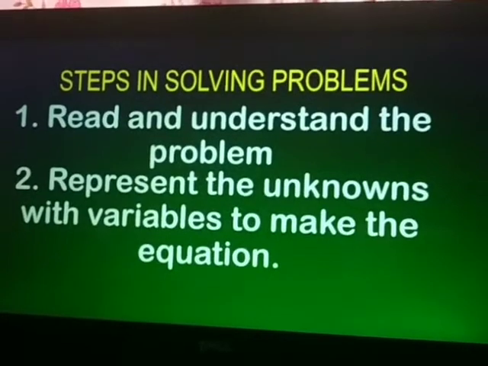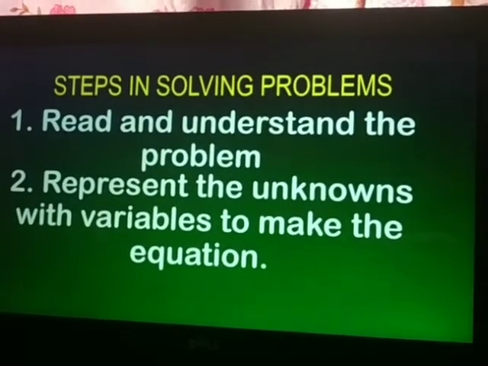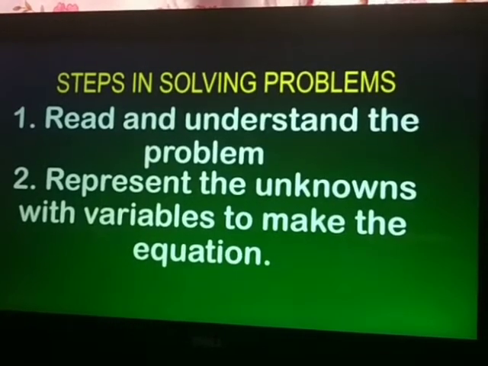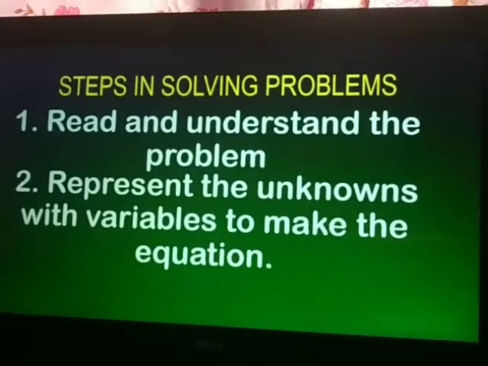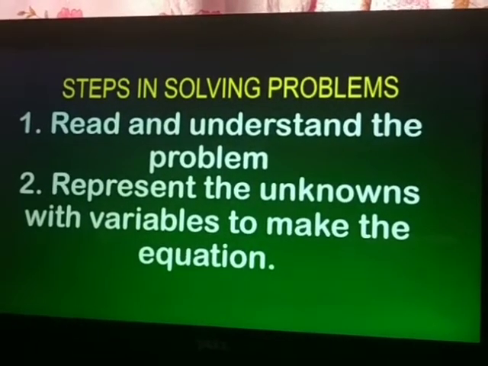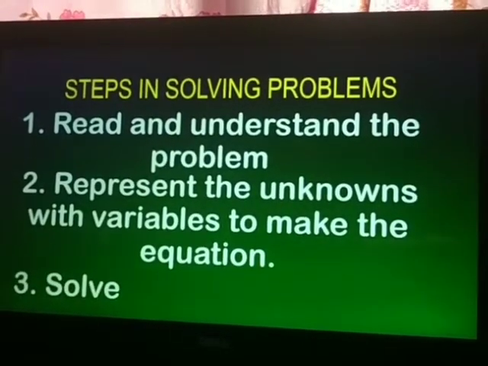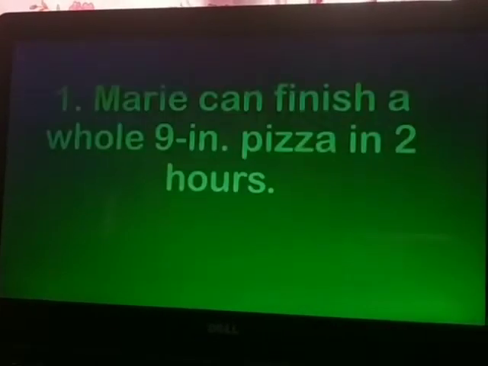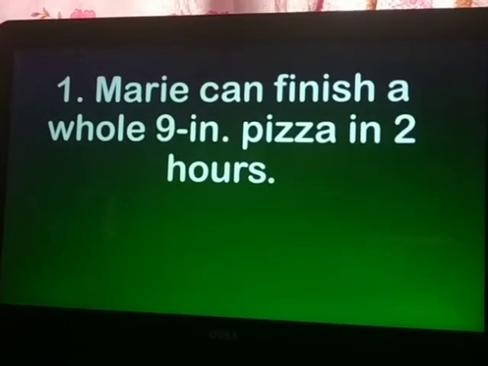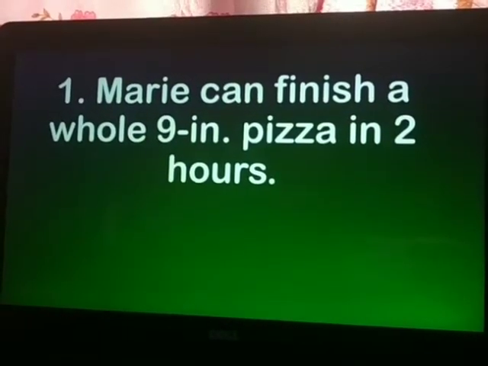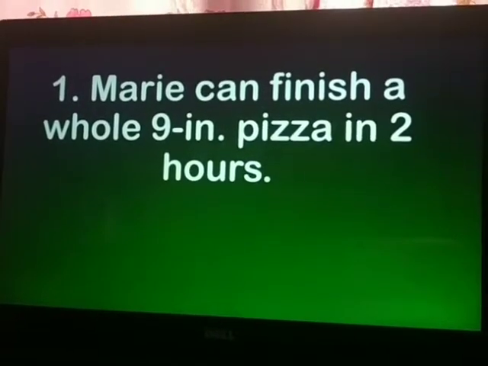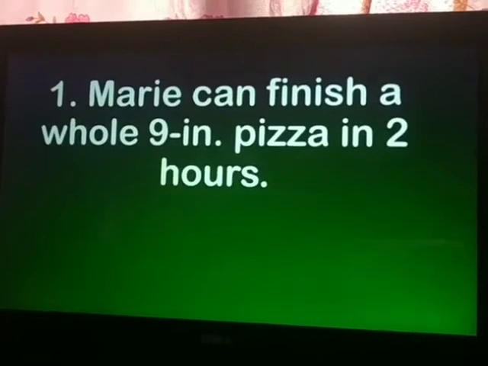Next is to represent the unknowns with variables to make the equation. Let's make use of our favorite variables so that we can make a mathematical sentence or equations. And the last is to solve for what is unknown. Okay, let's try to understand the first statement and try to convert the problem into a rational algebraic expression.